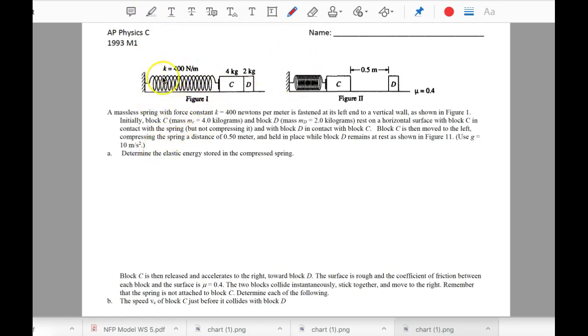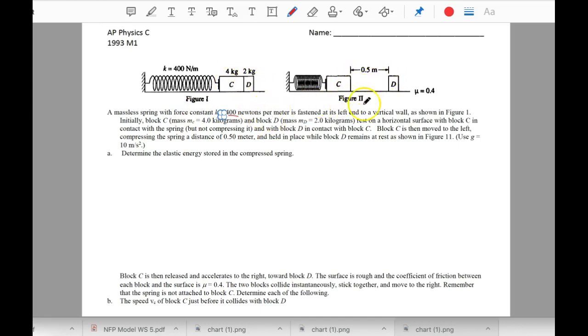And we've got a massless spring. Notice it is massless, which is really weird, but it does not have any mass. It has a force constant of 400 newtons per meter. It is fastened to the left end of a vertical wall, so we see that it's attached to the wall. Initially, block C, here's our block, and block D rest on a horizontal surface with block C in contact with the spring and touching D.